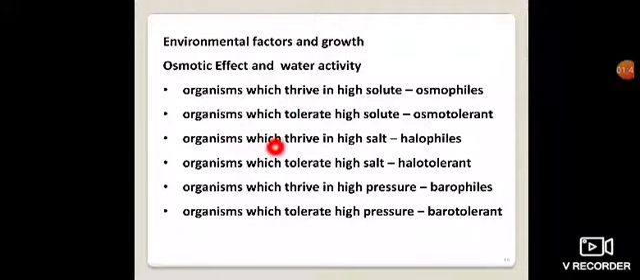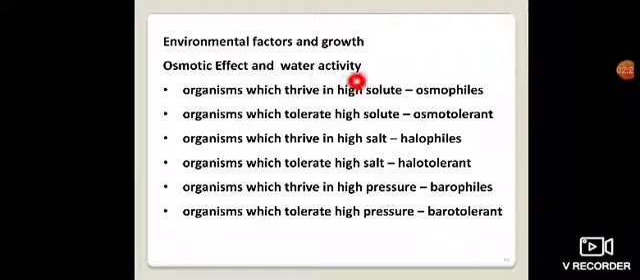Next is the organism which thrives in high salt. If the environment has high salt, they are termed halophiles, and those that can tolerate high salt are called halotolerant. Next, organisms which thrive at high pressure are called barophiles, and if they tolerate high pressure, they are called barotolerant.